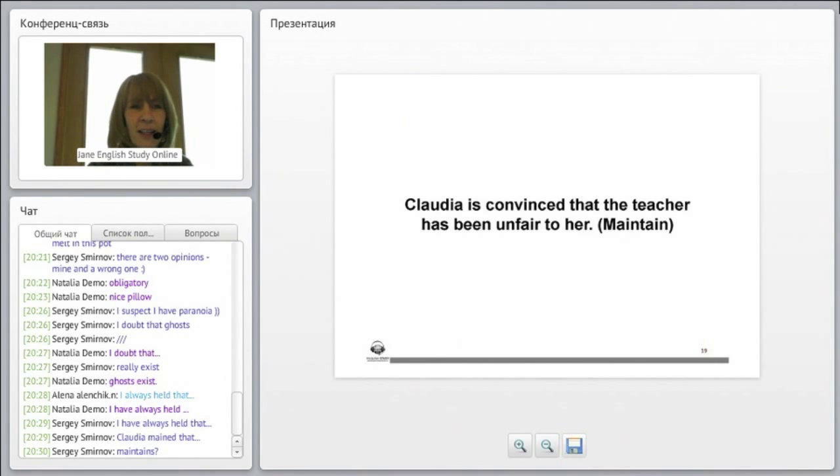What do you think? Try to write. You can just write the subject and verb. Just the first part of the sentence is fine. How would you change from Claudia is convinced that using the verb maintain? You want to see some typing in the chat. Maintain.